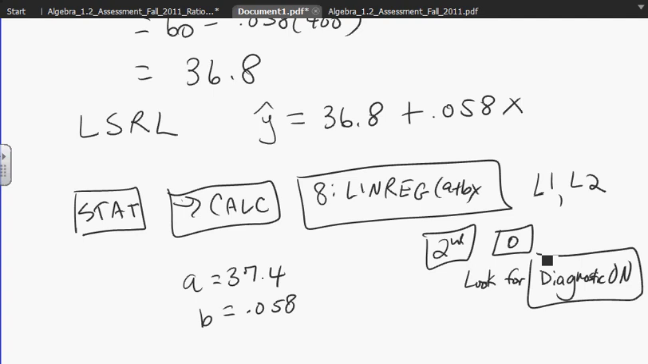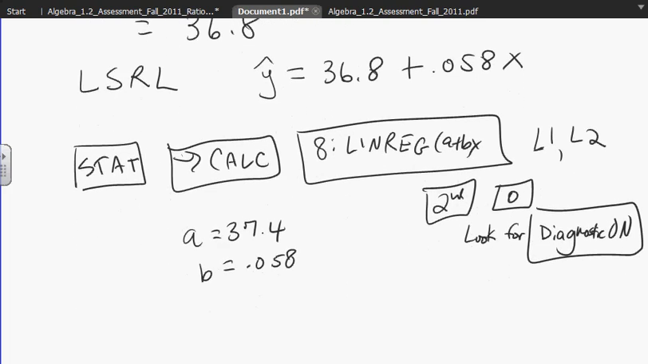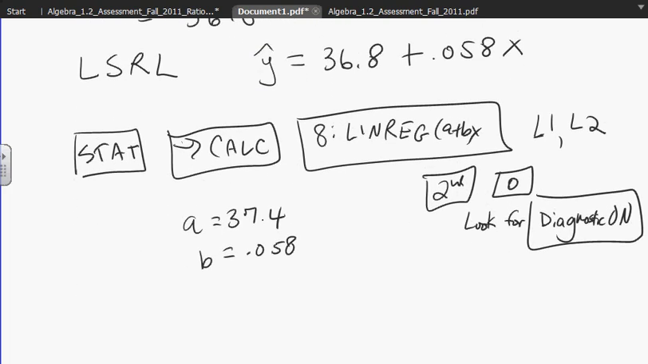Did you switch the A and B around? Is A supposed to be 0.05? No, we did, the A was 36.8. You may have used number 4 instead of number 8. It gives you the same numbers, just in a different order. You can use either one, it's fine.